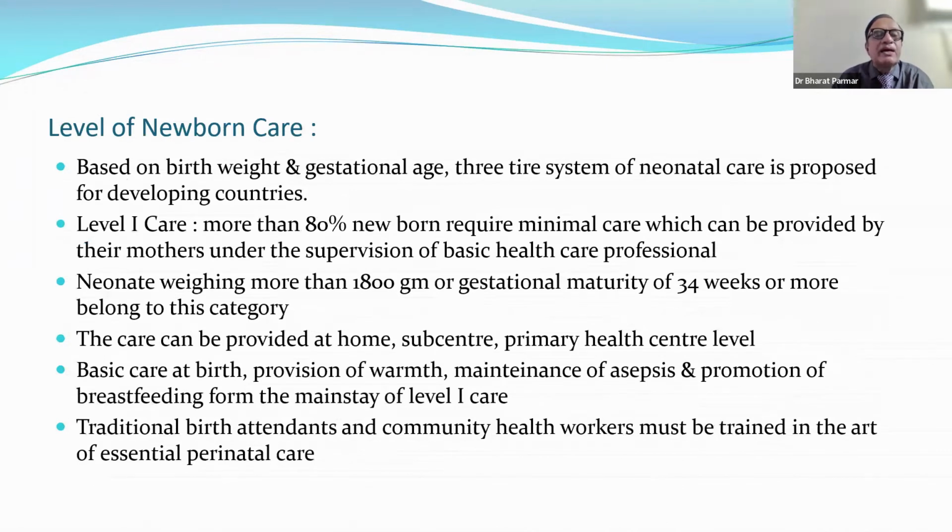The levels of newborn care. Based on birth weight and gestational age, a 3-tier system of neonatal care is proposed for developing countries. Level 1 care: more than 80% of newborns require minimal care, which can be provided by their mother under the supervision of a basic healthcare professional. Neonates weighing more than 1800 gram or with gestational maturity of 34 weeks or more belong to this category. The care can be provided at home, subcenter, and primary health care level. Basic care at birth, provision of warmth, maintenance of asepsis, and promotion of breastfeeding form the mainstay of level 1 care. The traditional birth attendant and community health worker must be trained in the art of essential perinatal care.